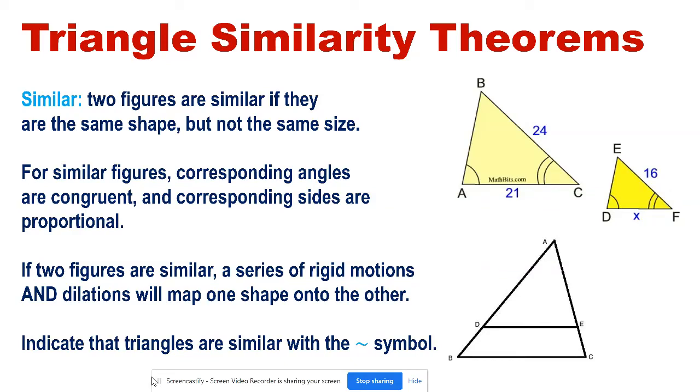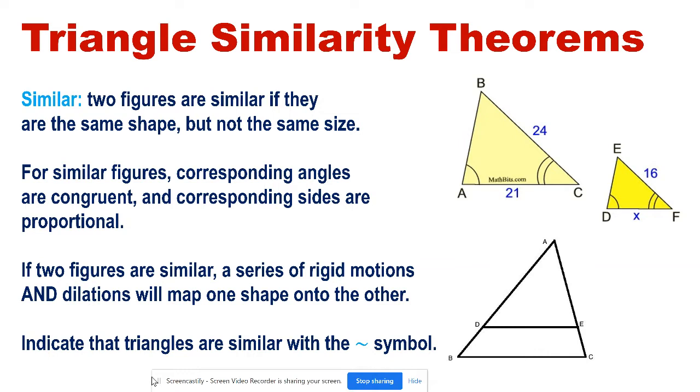All right, we've spent a lot of time on congruent triangles. Now we're going to look at similar triangles. And what we learned about congruent triangles is if two things are congruent, everything about them is identical. All their measurements are the same. Similar is a little bit different.